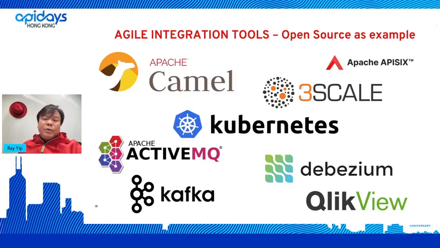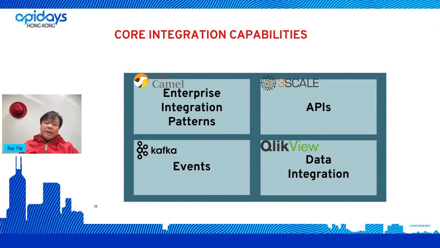And finally, you can use some data integration, for example, Apache APISIX and Quick View. All of them are open source as well. At the center, you have small teams doing small developments using containers, and you have to use container orchestration as the infrastructure. I think everyone knows that is Kubernetes. So as I mentioned, whatever core integration capability you use, as long as you can buy into the four pillars, for example, complying with enterprise integration patterns, say Camel, and the API gateway, say 3scale, and also event-driven, which is Kafka, and finally, the data integration is Quick View.